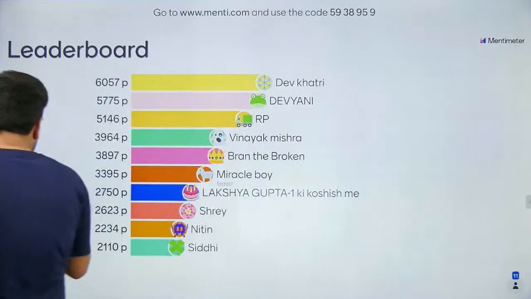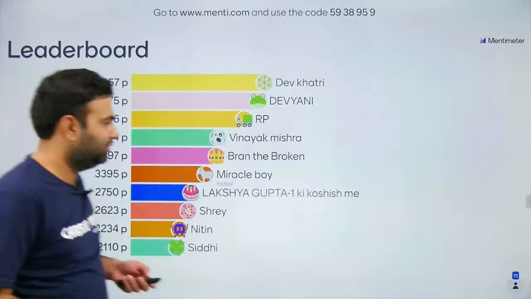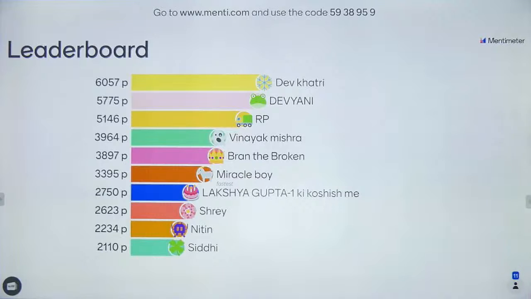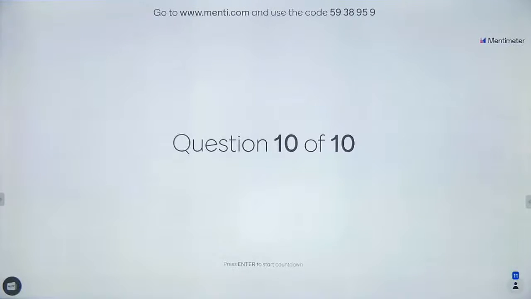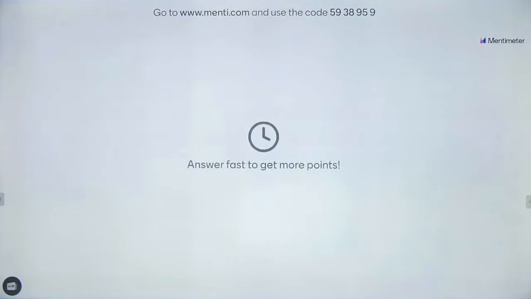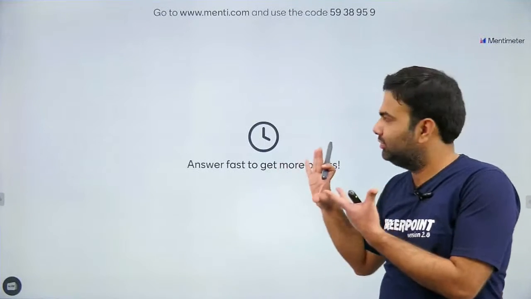Now the last question, and the last question will decide the topper. Last question in front of you. Be ready. Question number 10 of 10. Answer fast to get more points.